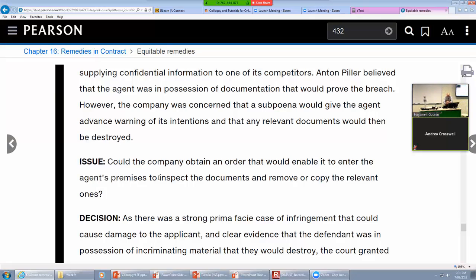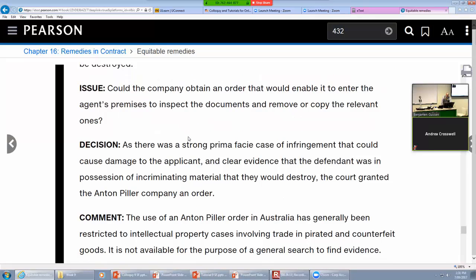Let's look at the issue. Could the company obtain an order that would enable it to enter the agent's premises, to inspect the documents and remove a copy of the relevant information? So what they wanted to do is to use this element of surprise. What is the problem with that? Where is the tension here? How is the court going to look at it? They're not just going to say, yeah, that's fine, let's do that.